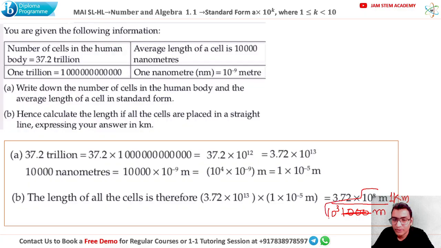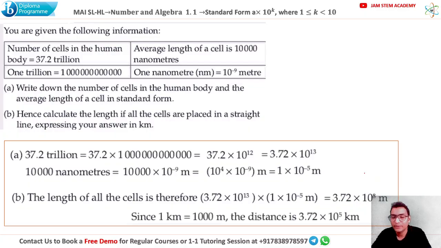Now, using laws of exponent, I can say 10 raised to the power 8 minus 10 raised to the power 3 gives 10 raised to the power 5. That's the final value for this.